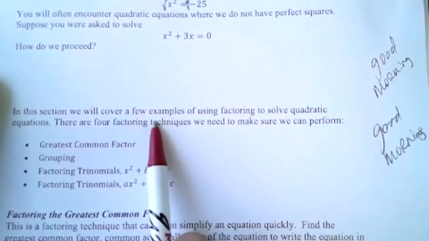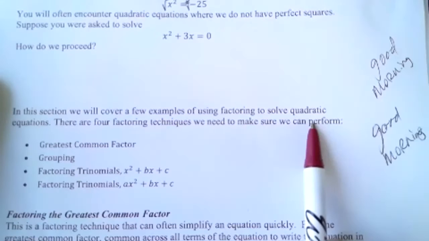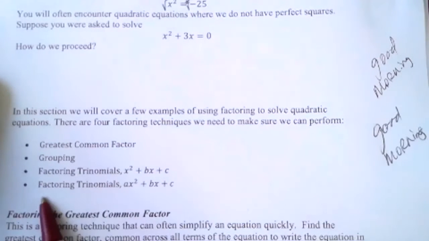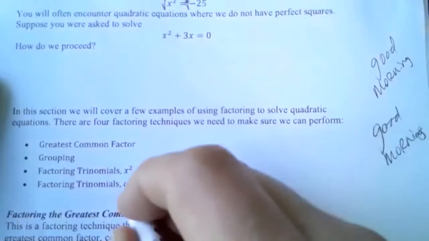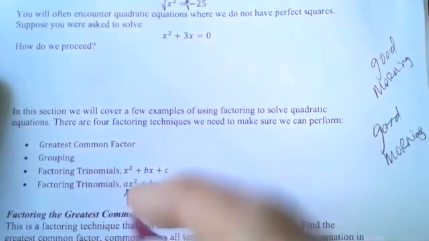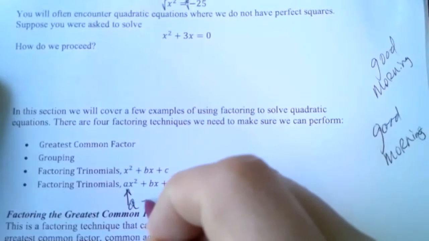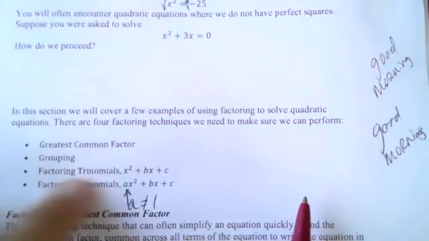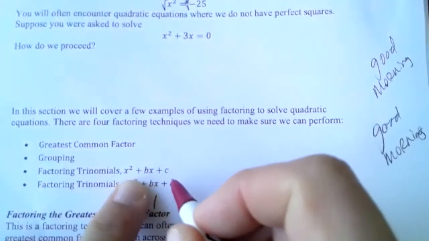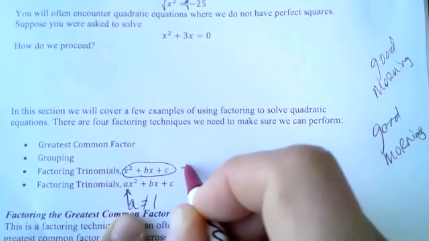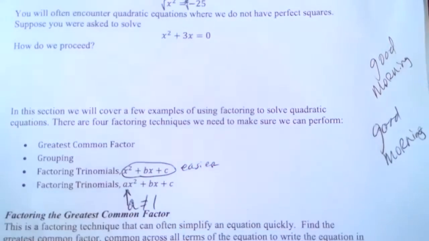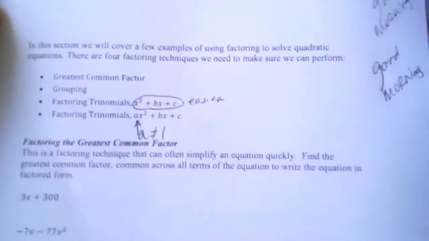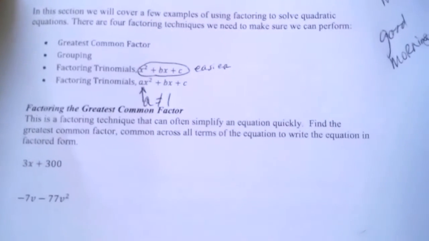There are 4 factoring techniques that we need to make sure we can perform: greatest common factor, grouping, factoring trinomials, and then factoring trinomials of this form where a is not 1. A is not equal to 1. Right? And this one's a is equal to 1. These are usually easier to solve, all right? Usually easier to deal with, okay? And we'll get into more detail as we go. And we'll just take it slow. If this section takes us 2 days, then so be it.